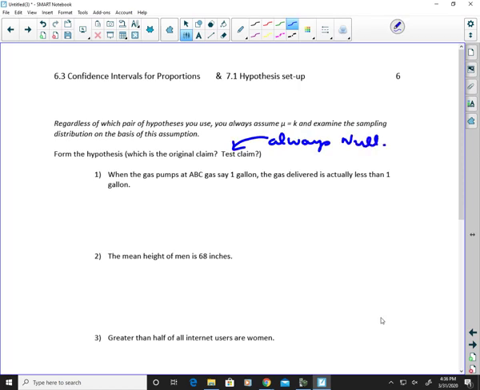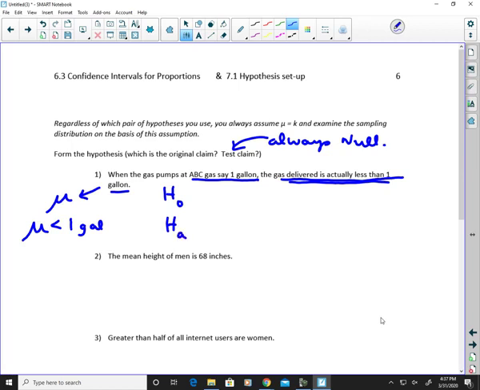Okay, so when the gas pump at ABC says 1 gallon, the gas delivered is actually less than 1 gallon. So gas less than 1 gallon, gallon being units, I'm going to be using mean symbols. From the statement, I see this statement in the problem with no equal sign. Okay, here's my null, here's my alternative. I'm using a colon, not an equal sign, that's a colon, 2 dots.